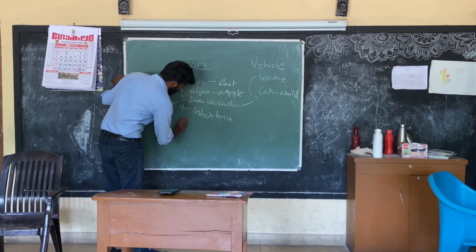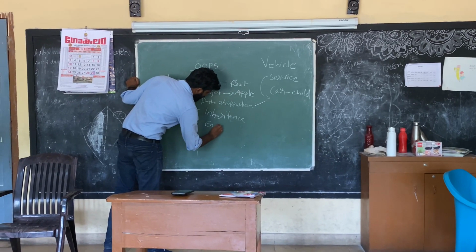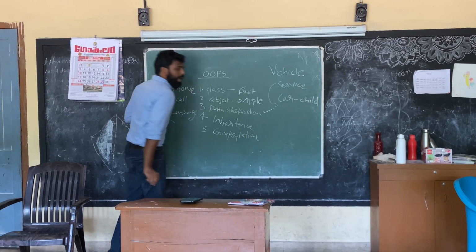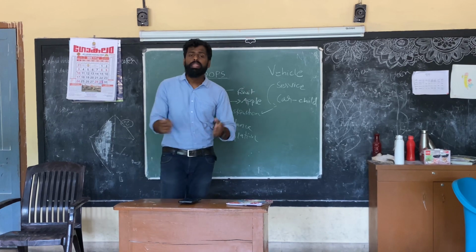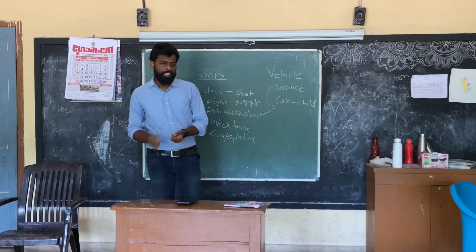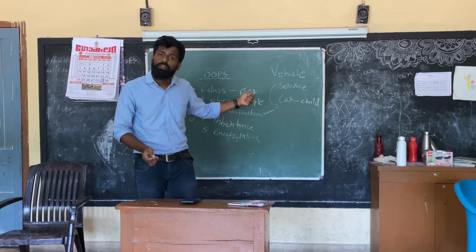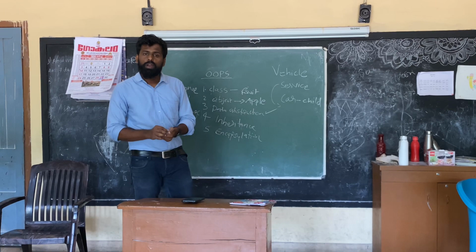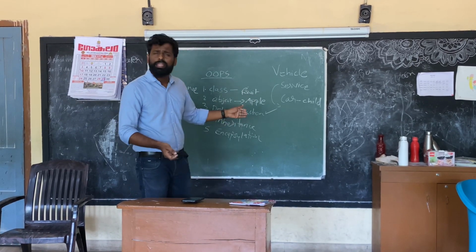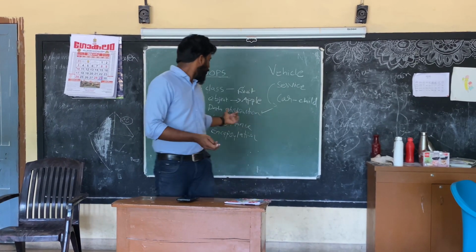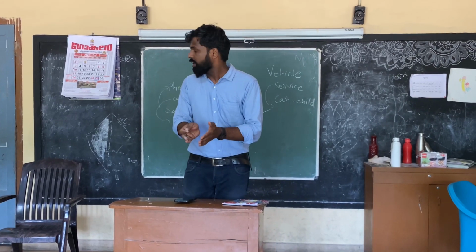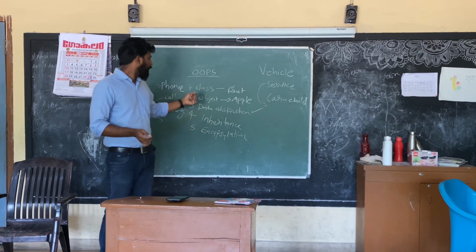Then the fifth one, encapsulation. Encapsulation means wrapping up of data into a single unit. That is what is called data encapsulation. For example, a class is an example of encapsulation, because all the things are connected. Class, object, data abstraction, inheritance, encapsulation, everything is connected. For example, there is a collection of similar kinds of objects in a class. So that is an example of encapsulation.